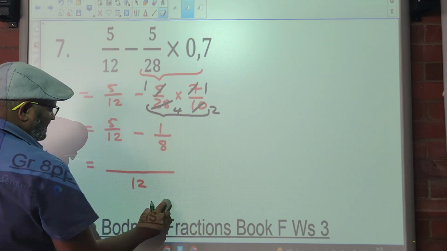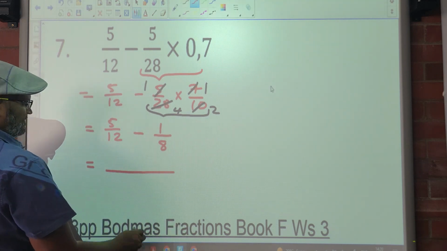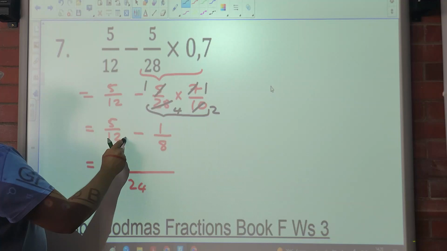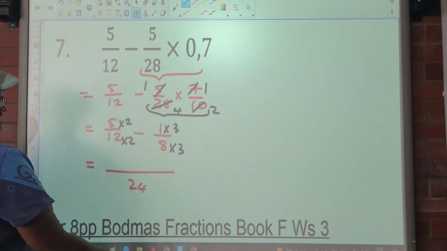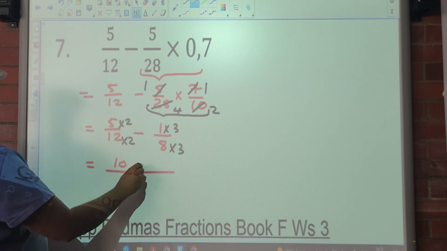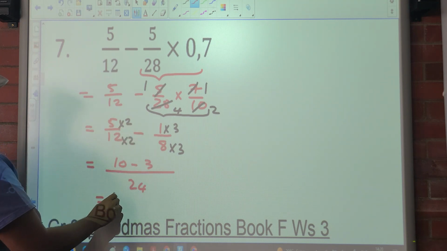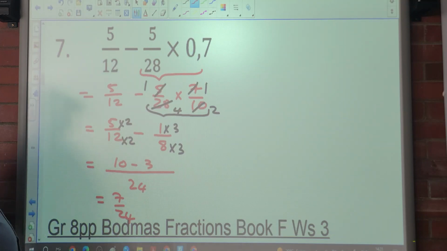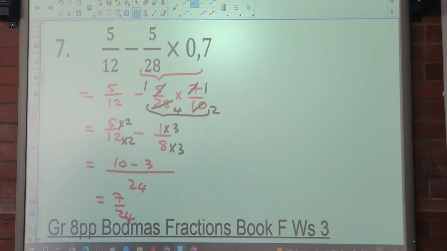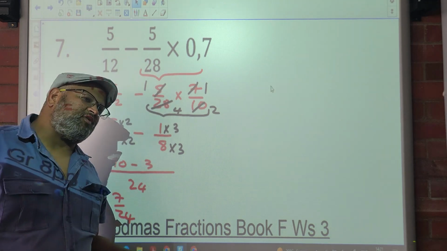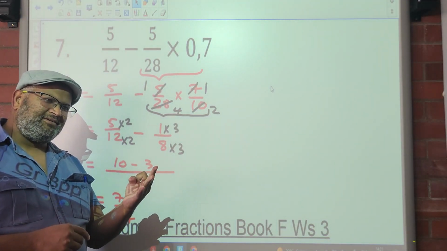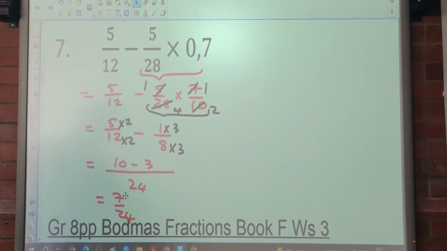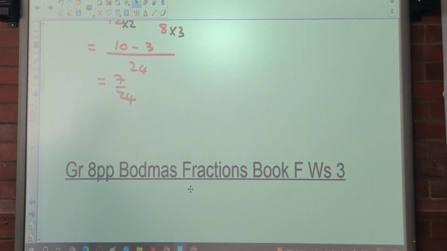No, 12. How many times is 8 going into 12? 24, sir. 24 should be your LCM. So you multiply this by 2, this by 3. 2 multiplied by 5 is 10 minus 3. What's 10 minus 3? 7 over 24. Anything else that can cancel then? Yes, sir. 7 going into 7 once, 7 going into 24 how many times? 7, 14, 21. Oh, it's gone, sir. You can't, yes. Okay. If that was 28, then absolutely it would be 4.